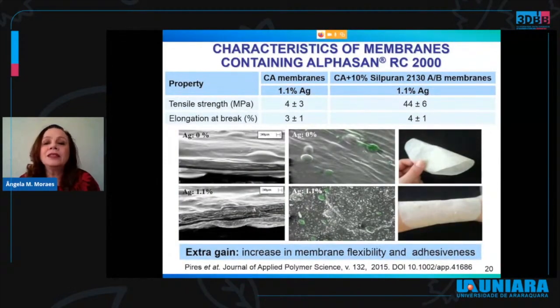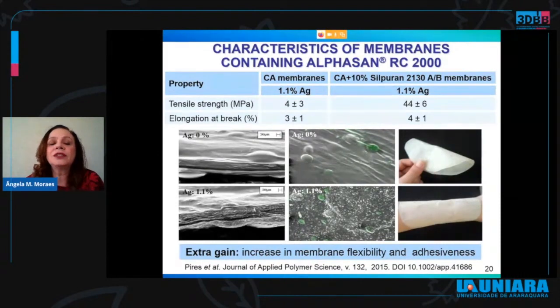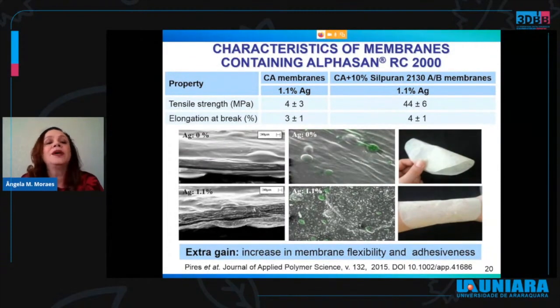However, when we were developing this new formulation with Alphasan, we observed that when we added the silver-containing component, we had a very significant drop in the tensile strength. Elongation at break remained low, but the tensile strength reduced a lot. So what we did was to add to this new formulation a silicone gel, Silpuran 2130 A/B. And we noticed that we could not only reach the original levels of tensile strength, but even go above it. The elongation at break, however, remained low.